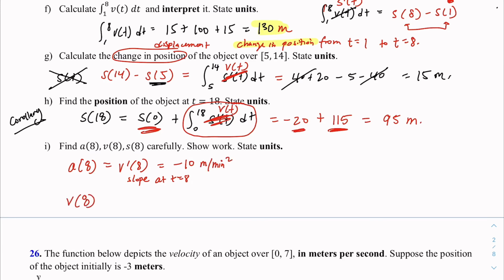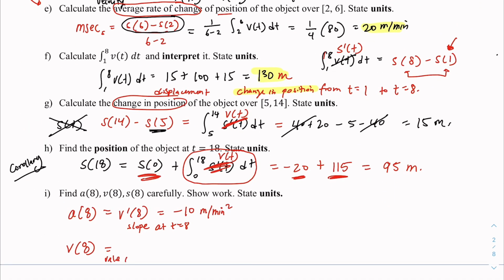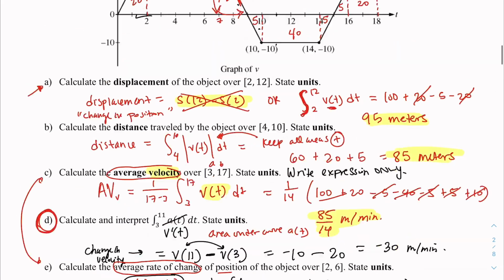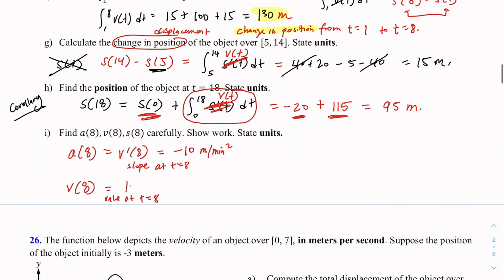Now we'll find v of 8, which is simply the value at 8. So v of 8 will be that value right there, which is 10. And velocity is measured in meters per minute. So the velocity at time 8 is 10 meters per minute.